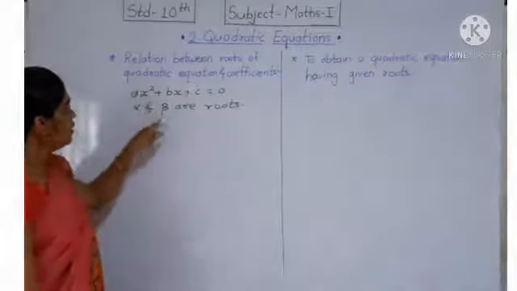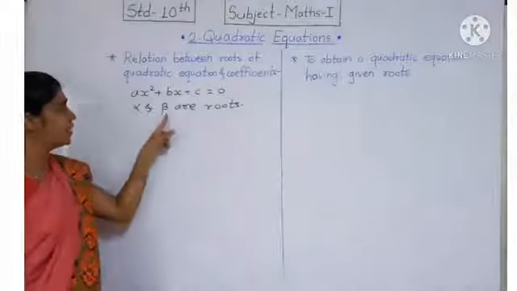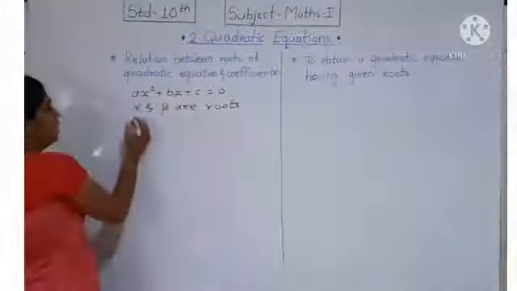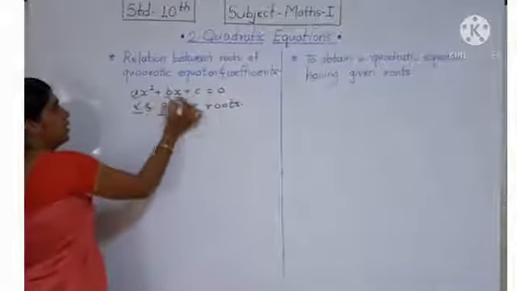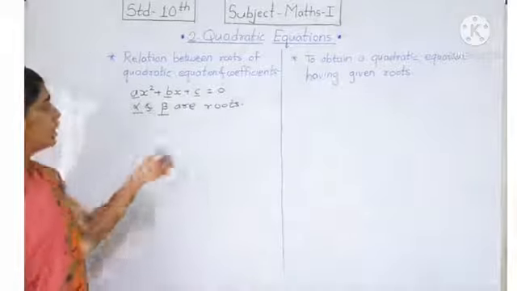Then what is the relation between roots? Which are the roots here? Alpha and beta. And which are the coefficients here? a, b, c. Then there is a relation between these alpha, beta and the coefficients a, b, c. What is the relation? We will see here.